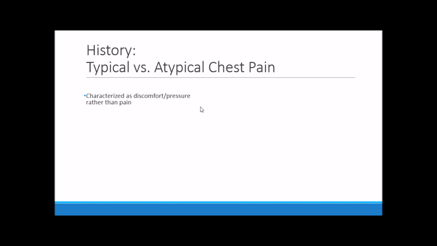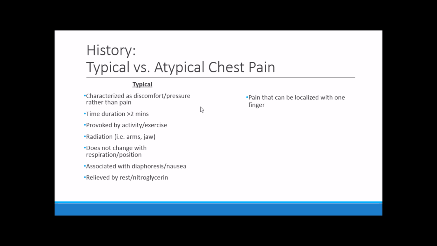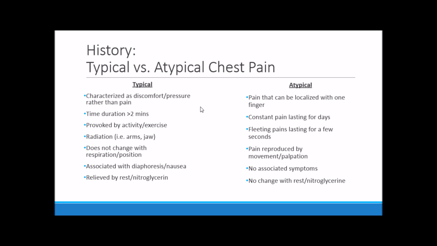Okay, so there's this whole thing of typical versus atypical pain, okay? And a lot of this is actually accurate if you look at the data. Typical, so cardiac chest pain, tends to be vague, described as discomfort or pressure, okay? It tends to last longer than 2 minutes. It doesn't last for days, and it doesn't last for seconds, but it lasts longer than 2 minutes.